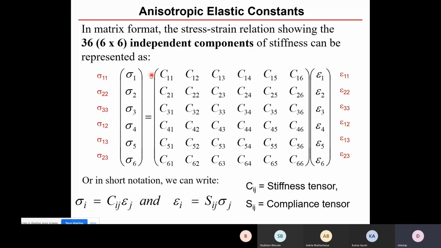So you can write sigma 1 equal to C11 epsilon 11 plus C12 epsilon 22, C13 epsilon 33, C14 epsilon 14 like that, epsilon 12, 13, 23. So 36 terms will be good enough. If you know 36, 6 by 6, the size of the stiffness tensor comes down to 6 by 6.